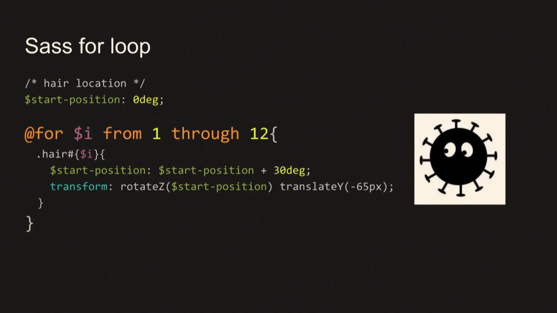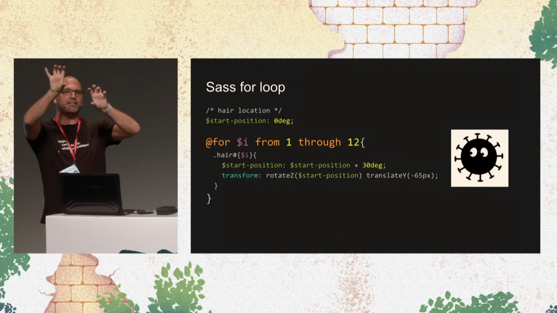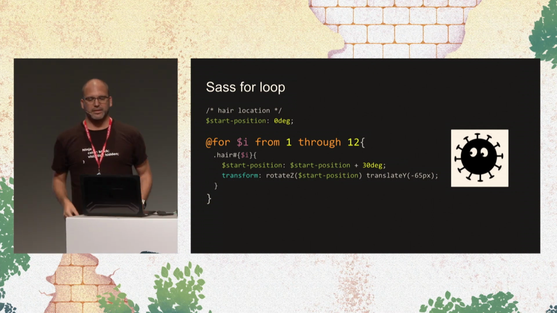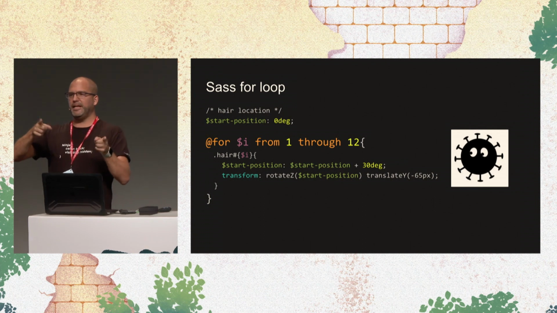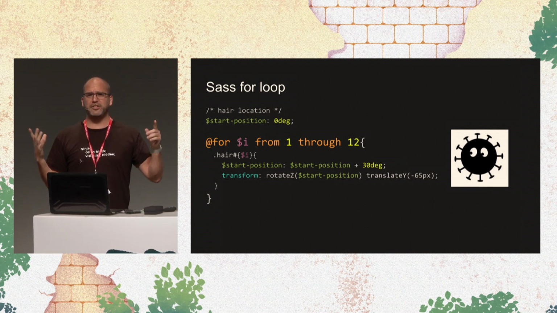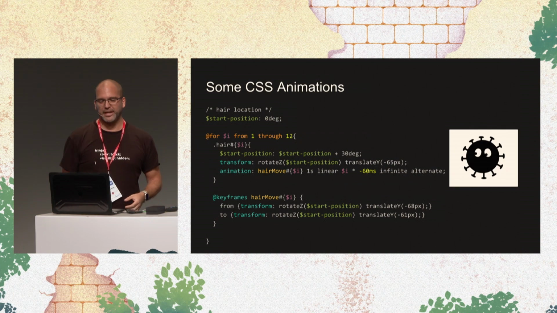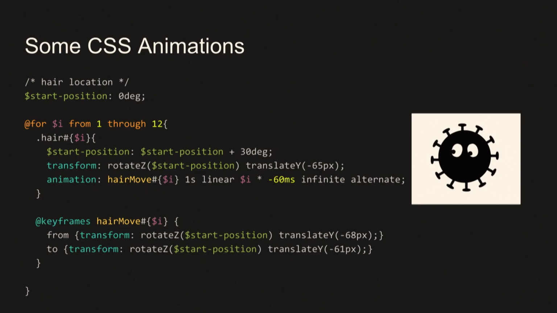Nice, easy. But I wanted this creature to feel a lot more alive, and I wanted to add some animations. And I had a problem. I want all the hairs to be moving, and because every one of them has a different transform value, I needed to create 12 different animations, one for every hair. And I didn't want to write them one by one. Because of that, I created them dynamically with the same for loop, which dynamically creates 12 different animations.